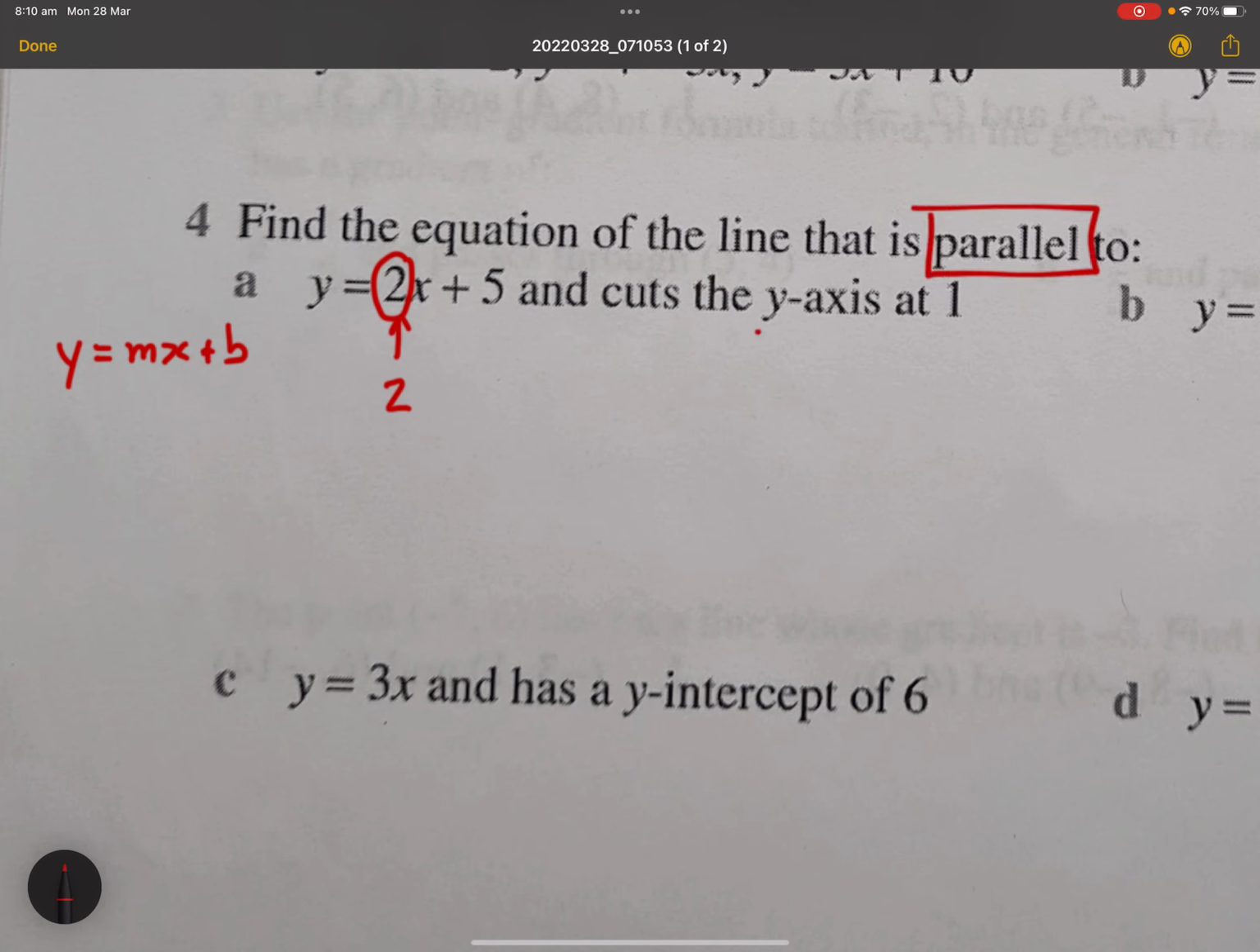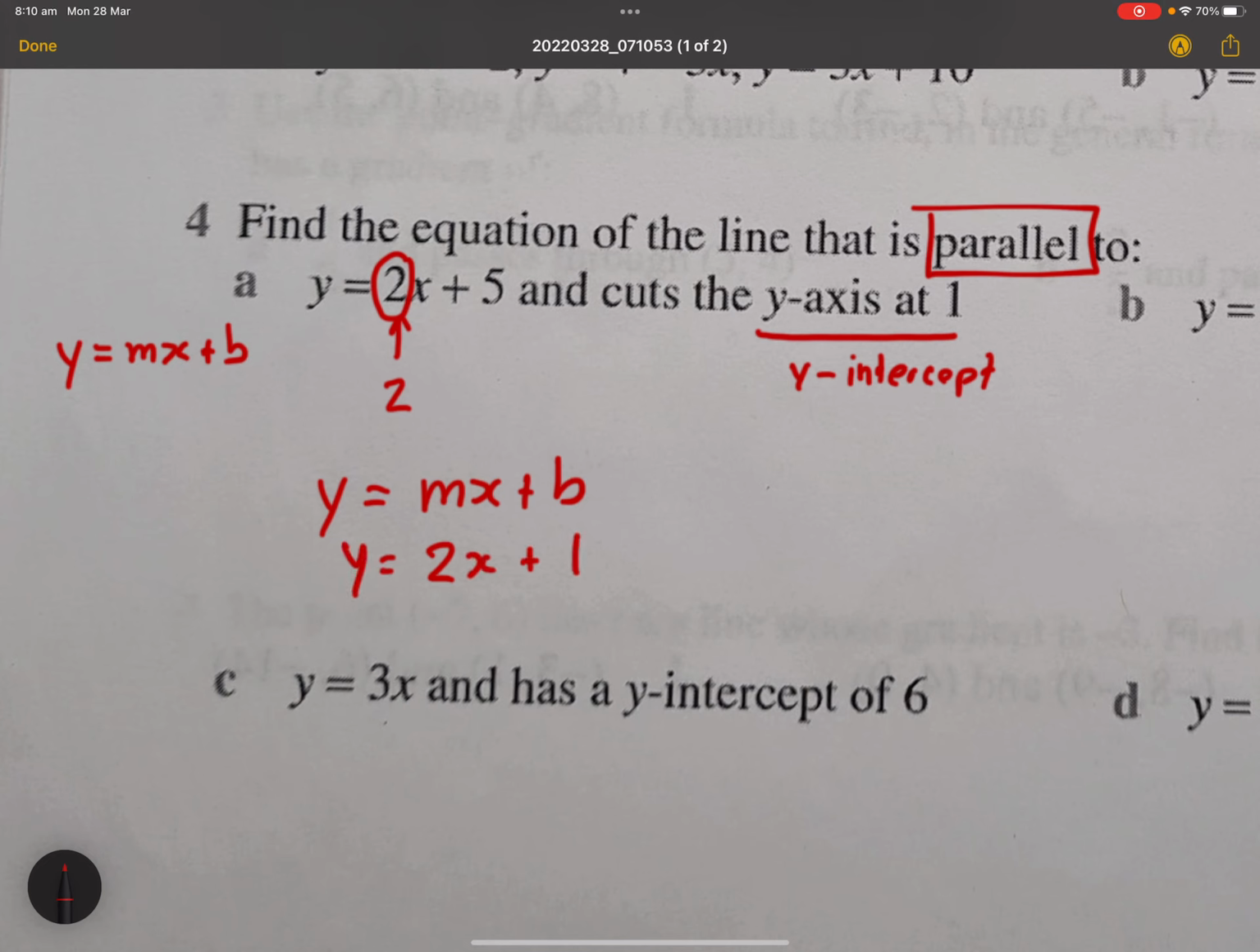And it says it cuts the y-axis at 1. When it says it cuts the y-axis, that's your y-intercept, isn't it? So y is equal to mx plus b. Your m is going to equal 2. And your b is your y-intercept, which is your plus 1, as it says there. So there's your equation.